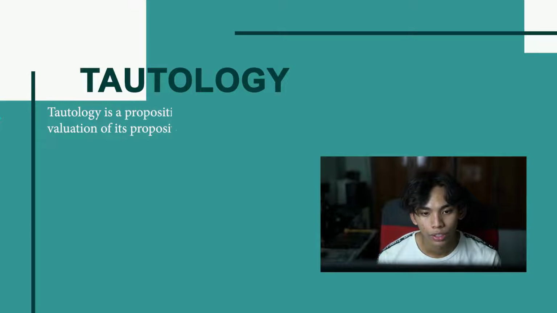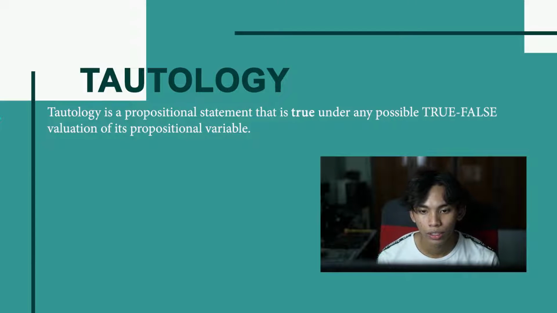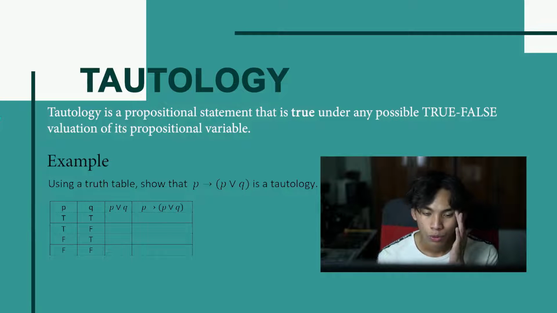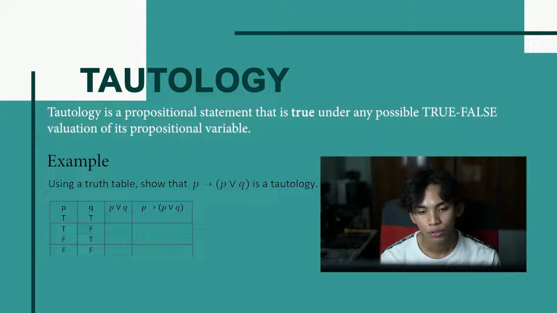Alright, tautology. A tautology is a propositional statement that is true under any possible true-false valuation of its propositional variables. For example, using a truth table, show that P implies P or Q is a tautology. Make a truth table for P and Q. For P, plug in the values true, true, false, false, and for Q, true, false, true, false.